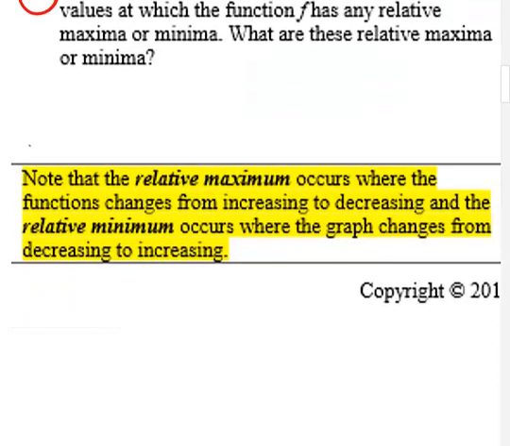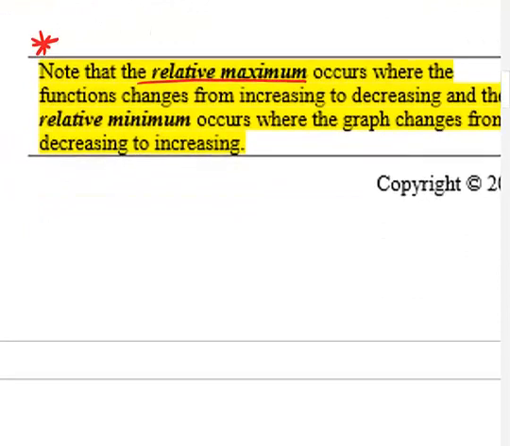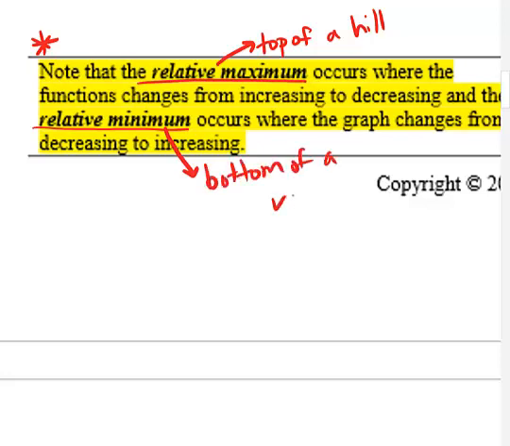Well, we haven't even talked about that yet, so we're going to define it here. It says a relative maximum occurs where the function changes from increasing to decreasing, and a relative minimum occurs when the graph changes from decreasing to increasing. Or in other words, a relative maximum is kind of what you think. It would be the top of a hill. That's how I think of it. And a relative minimum is like the bottom of a valley, or a low point. This is like a low point, and this is a high point.